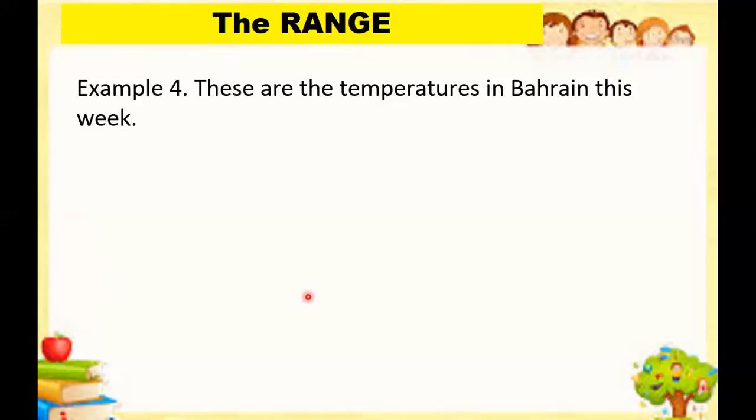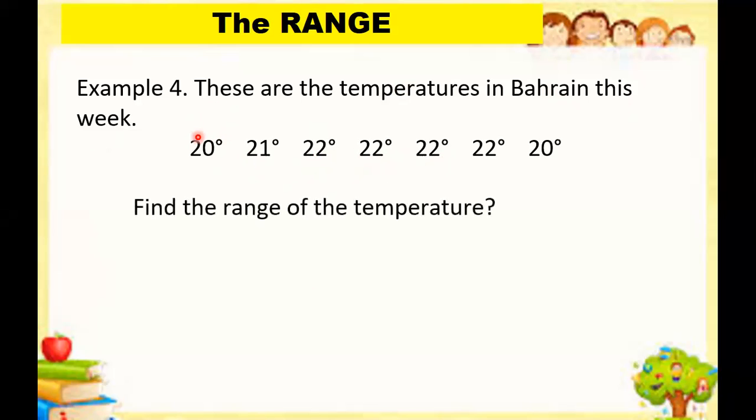Let's have another example. These are the temperatures in Bahrain this week. We have 20 degrees, 21 degrees Celsius, 22 degrees Celsius, 22 degrees Celsius, 22 degrees Celsius, 22 degrees Celsius, and 20 degrees Celsius. What is the range? So, find the range of the temperature.